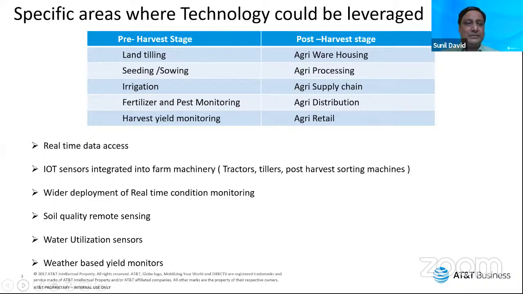The other important thing is the real-time condition monitoring of all equipment that is being used, right? Thanks to IoT again, the various sensors that you use today, be it temperature, be it vibration, be it shock, light, all of that can be integrated into an IoT device, and you can remotely monitor it. Soil quality remote sensing, and IoT comes into play here as well.